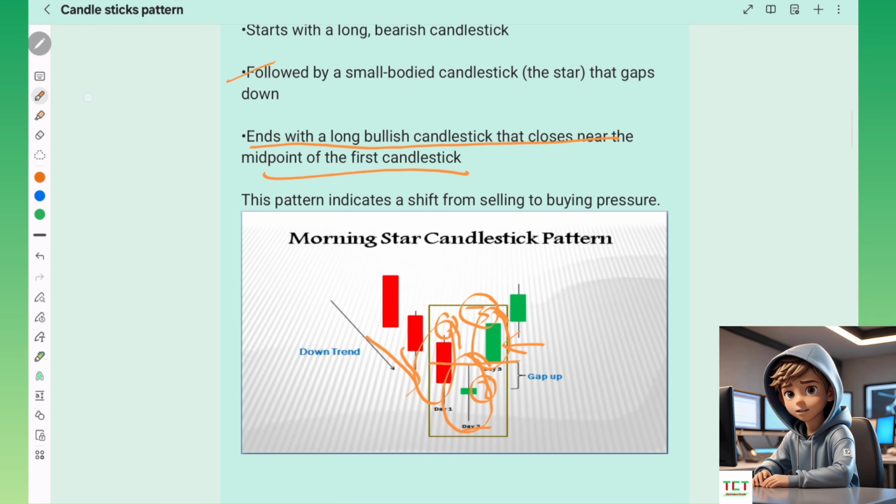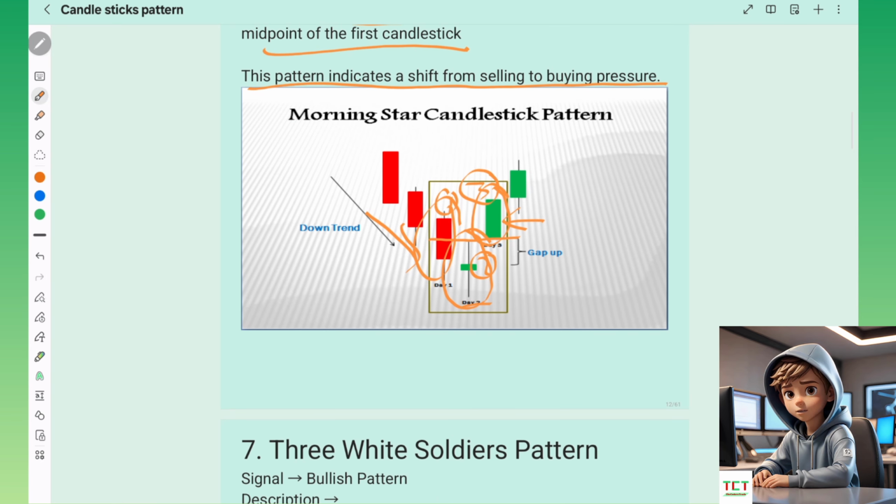This pattern indicates a shift from selling to buying pressure. It's like the market is saying, okay, sellers had their time, now it's buyers' turn. The middle candle, the star, is the turning point. It shows that sellers are exhausted. They can't push the price down much anymore. And then buyers come in with force, creating that third green candle.